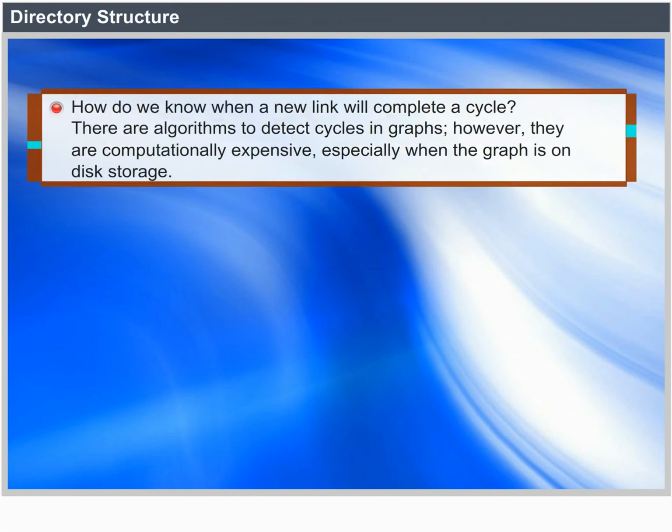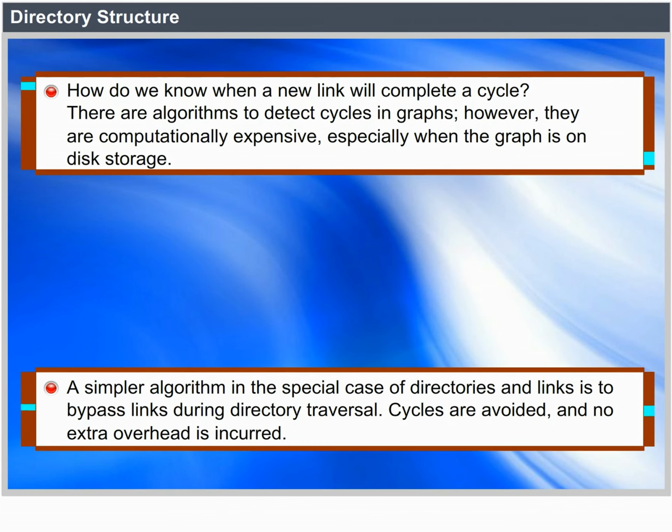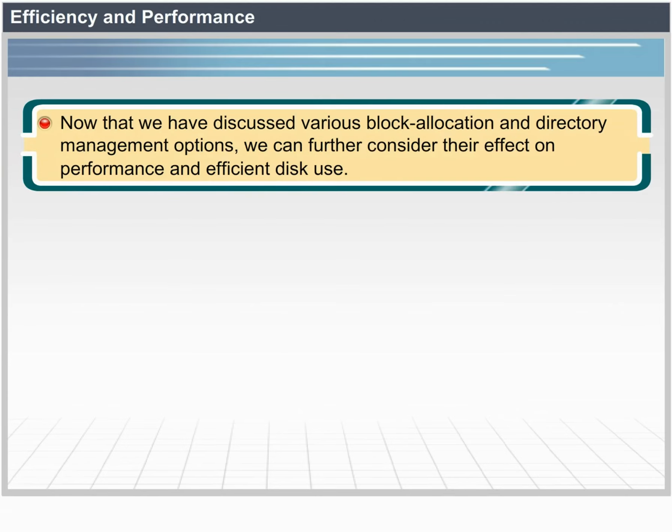There are algorithms to detect cycles in graphs. However, they are computationally expensive, especially when the graph is on disk storage. A simpler algorithm in the special case of directories and links is to bypass links during directory traversal. Cycles are avoided and no extra overhead is incurred. Efficiency and performance. Now that we have discussed various block allocation and directory management options, we can further consider their effect on performance and efficient disk use.